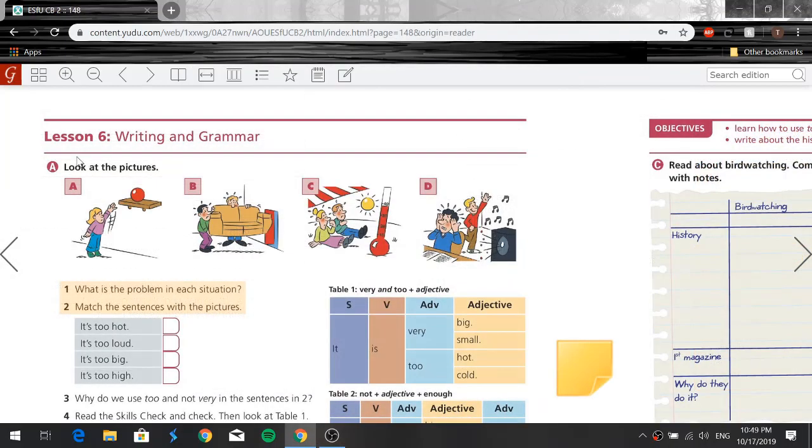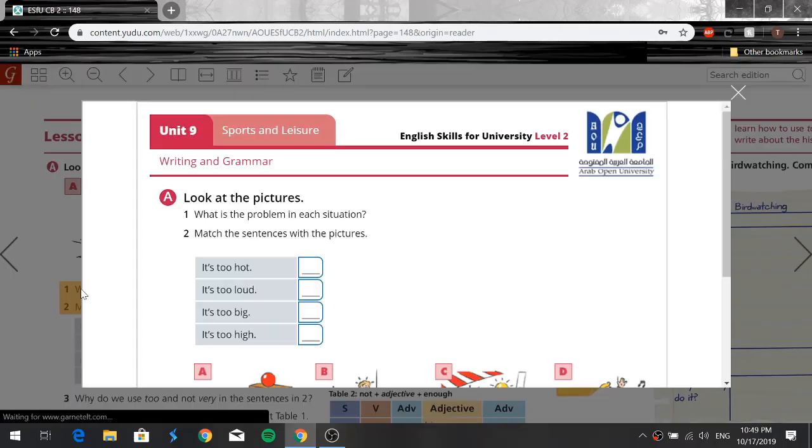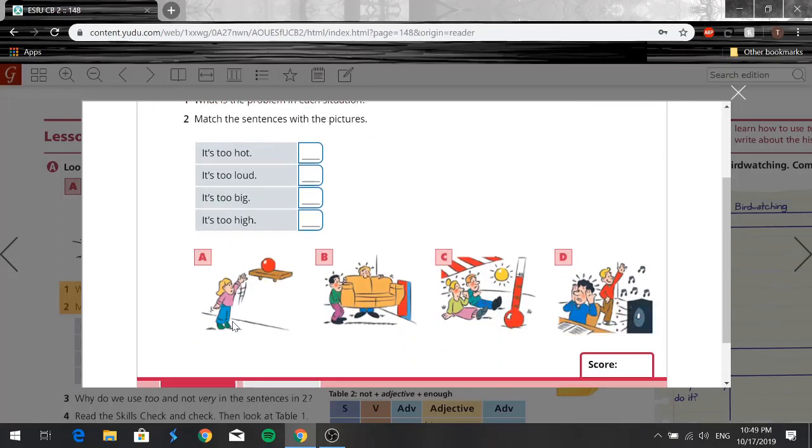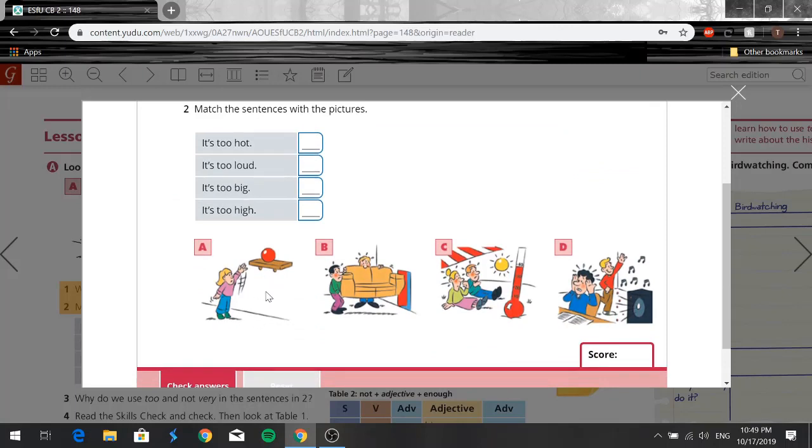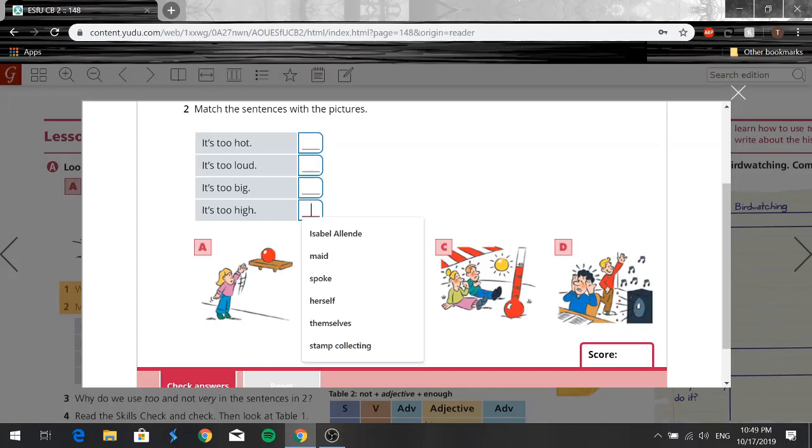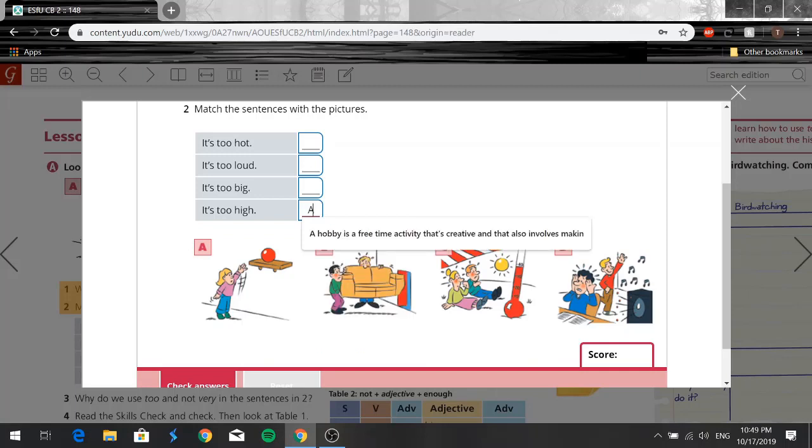Alright, you guys, so now let's move on to Lesson 6, Writing and Grammar, the final 2 pages of this unit here. We have Exercise A. Look at the pictures. So here we have 4 different pictures. And what is the main problem in each situation? So let me open this exercise here. We have it's too hot, it's too loud, it's too big, and it's too high. So picture A, what do you guys think it is? That's correct. It's too high. The ball or balloon is too high for the girl. So we'll say it's too high will be A.